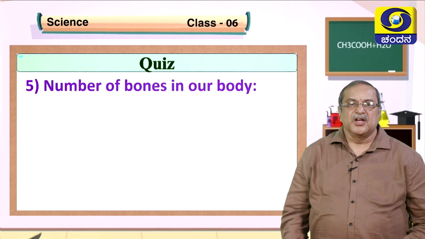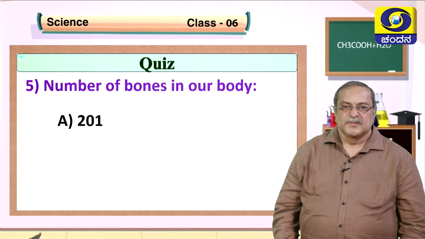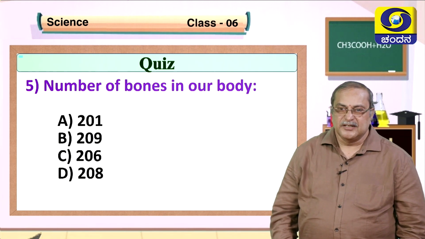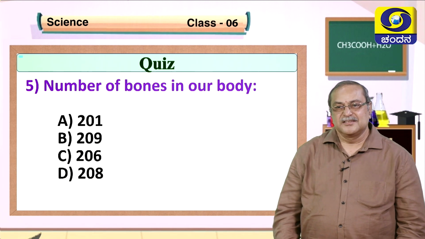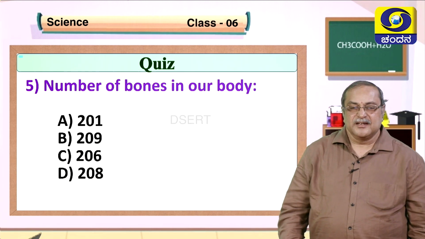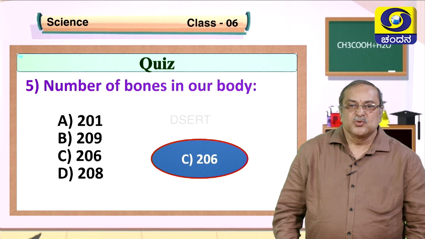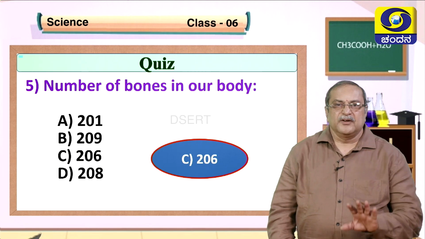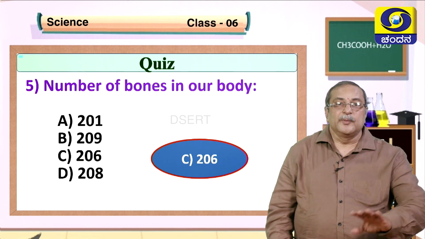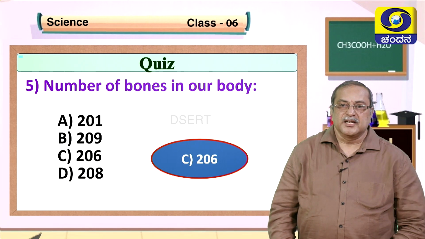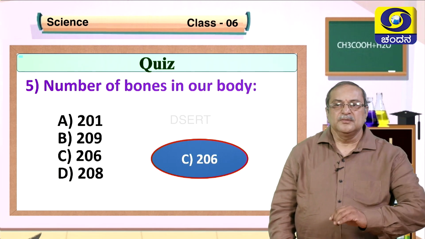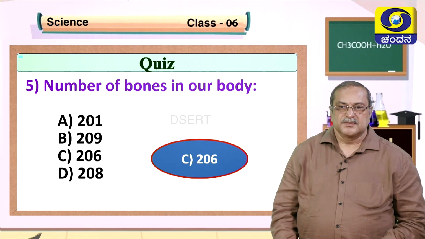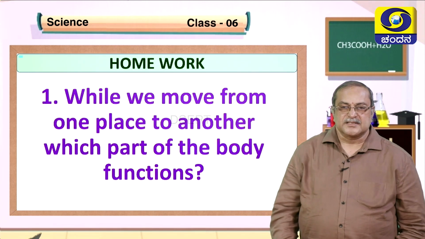Next one, the number of bones in our body. I think you have seen in the video how many there will be: 201, 209, 206, 208. So, what is the answer? How many bones are there? Yes, it is 206. 206 bones are there in our body in an adult. When you are a small child, the number will be more than 300, 308 bones. As you grow, the bones fuse and form single bones. We will learn that in the next class also.